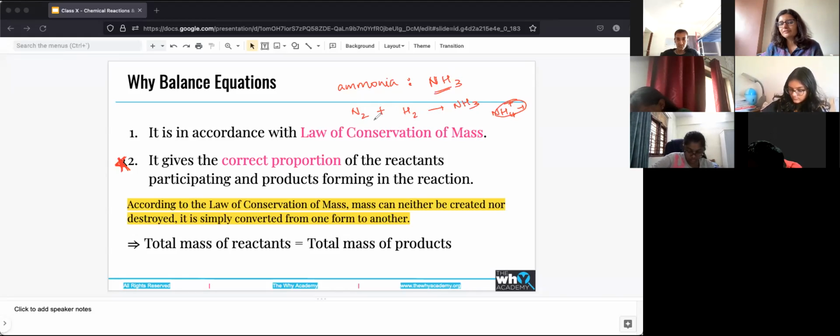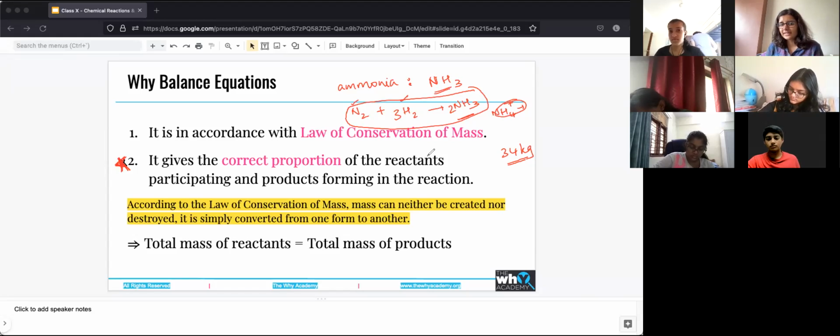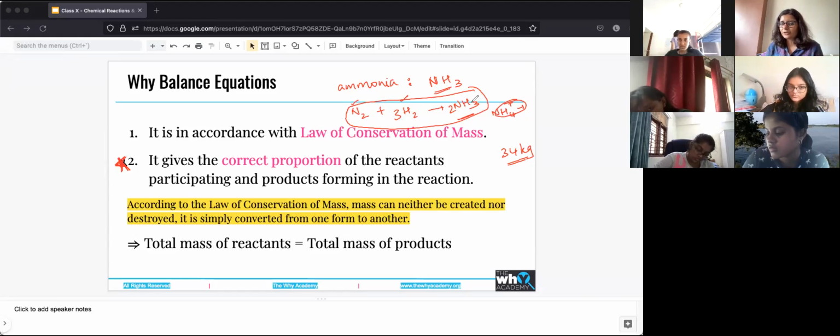The balanced equation, if you look at it, is N2 plus 3H2 gives 2NH3. Now if we want a set quantity of ammonia, for example if we want to prepare 34 kilograms of ammonia, then we can't take any random quantity of N2 and H2. The balanced equation tells us how much nitrogen and how much hydrogen to take. So it gives the correct proportion of the reactants participating and the products forming in the reaction. That's an advantage or application of balancing equations.